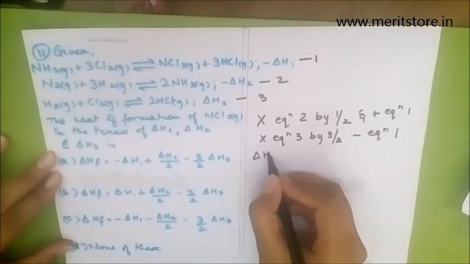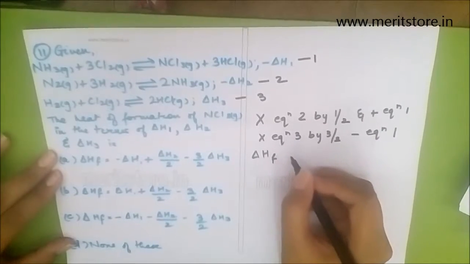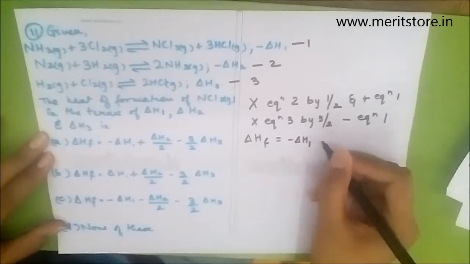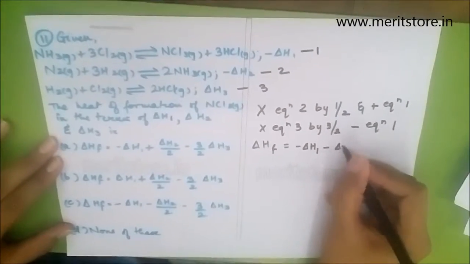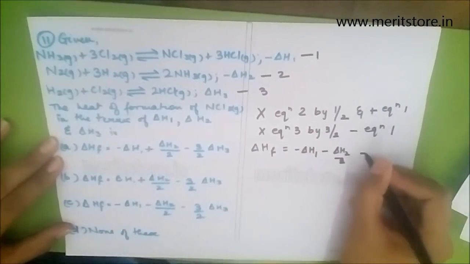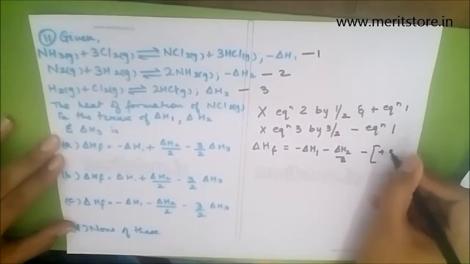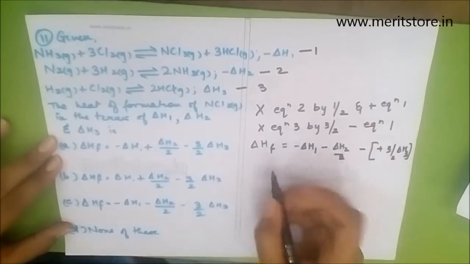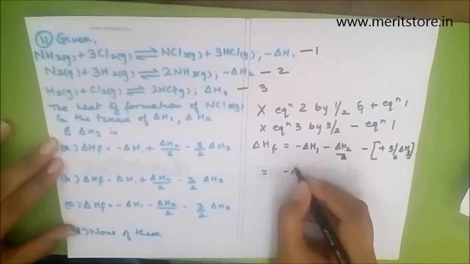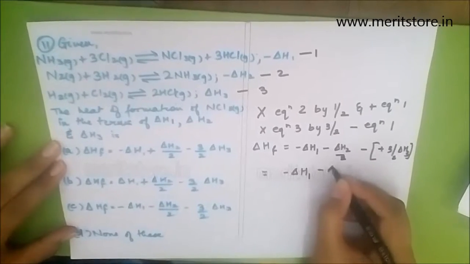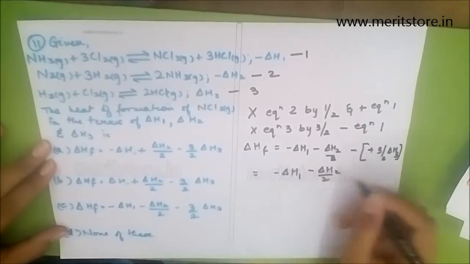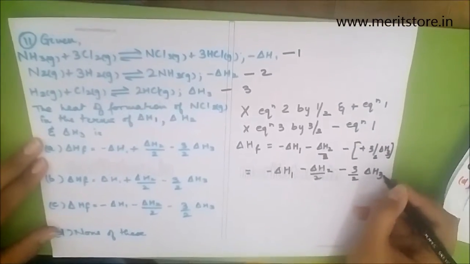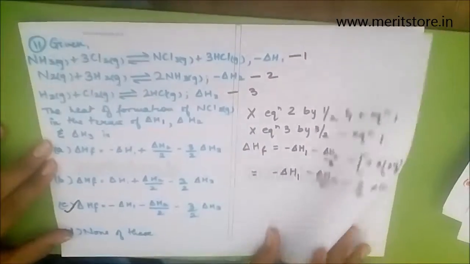So that gives us delta HF, that is enthalpy of formation, delta H1 minus delta H2 divided by 2 minus 3 by 2 delta H3, which gives us the final answer as minus delta H1 minus delta H2 by 2 minus 3 by 2 delta H3, which is the option C.